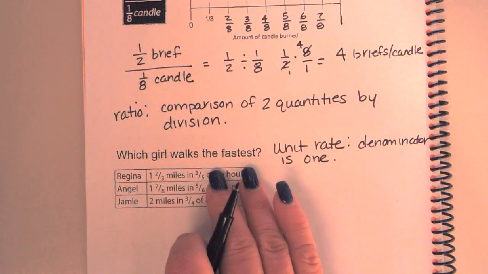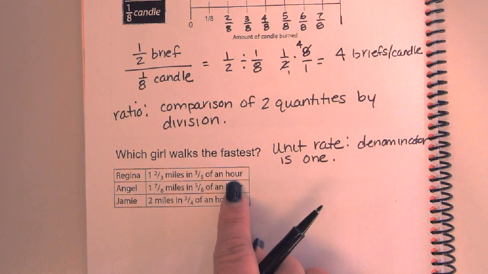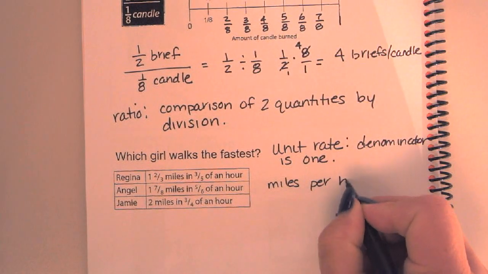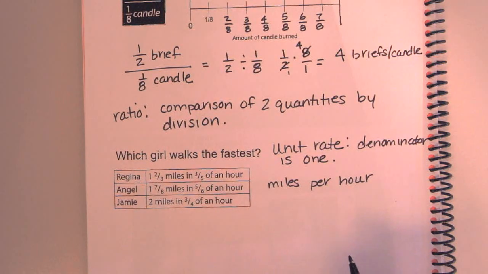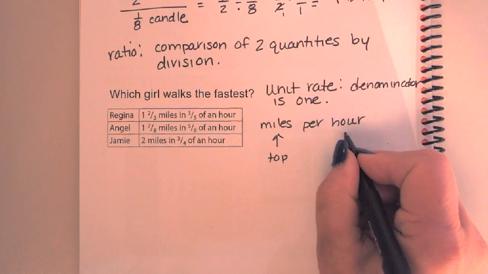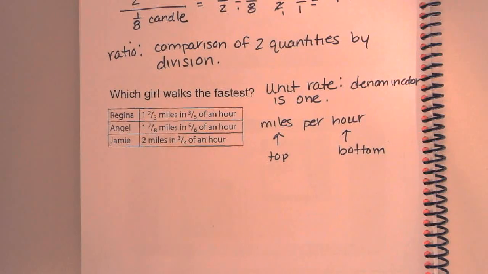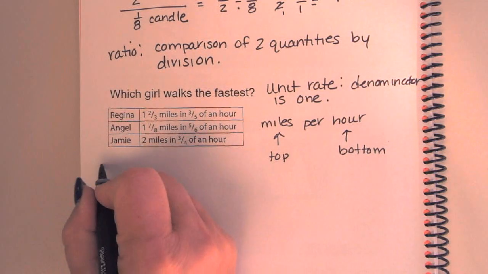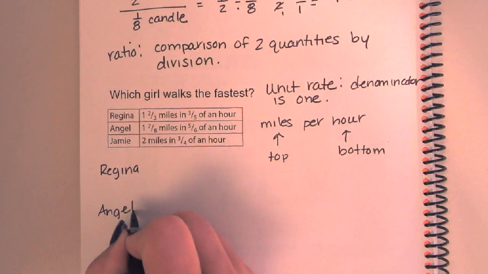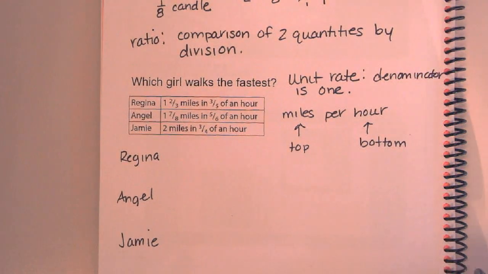If I'm trying to figure out which girl walks the fastest and I see how many miles they did in how many hours, I want to know how many miles per hour each one walks. And so how do I know how to set it up? Whatever's listed first is the top number, whatever's listed second is the bottom number. So we're going to take each person, Regina, Angel, and Jamie, and we're going to calculate their unit rates.